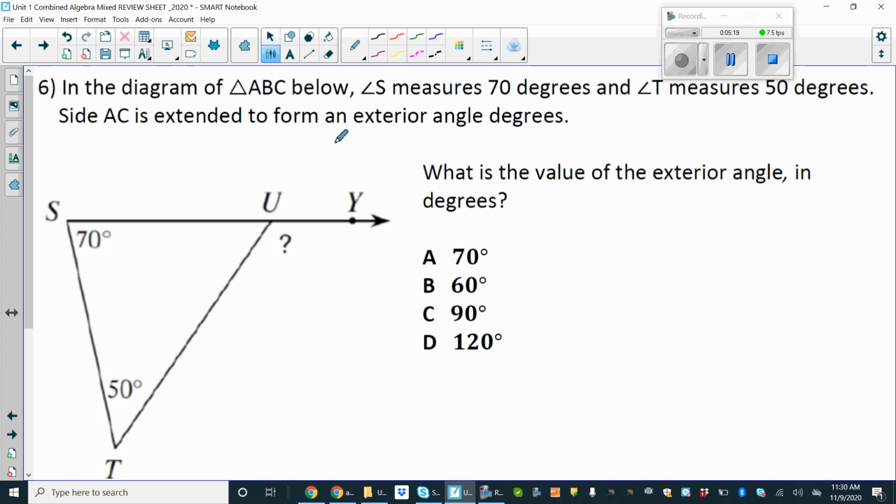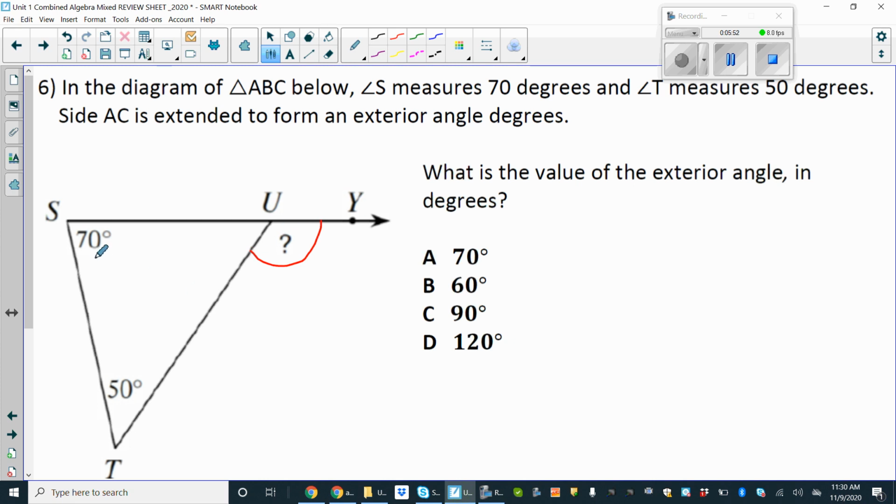In the diagram of triangle ABC below, angle S measures 70 degrees and angle T measures 50 degrees. Side AC is extended outward to form an exterior angle right here. What is the value of the exterior angle in degrees? Remember, there's the exterior angle theorem that says the sum of the two non-adjacent angles will equal the exterior angle.